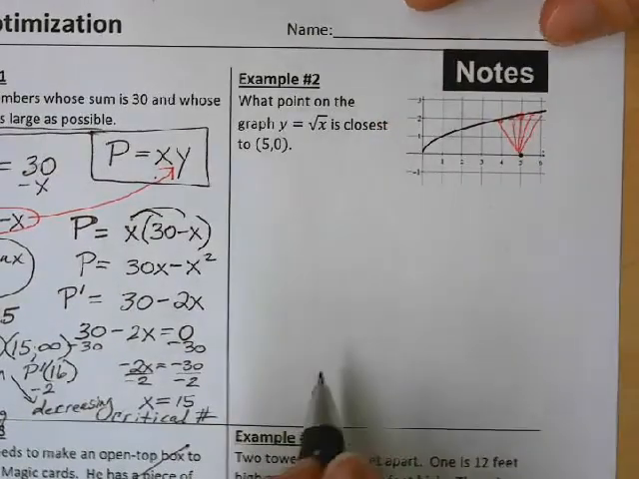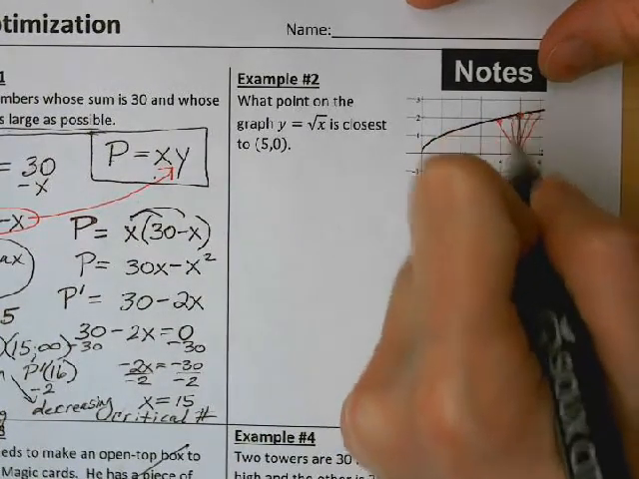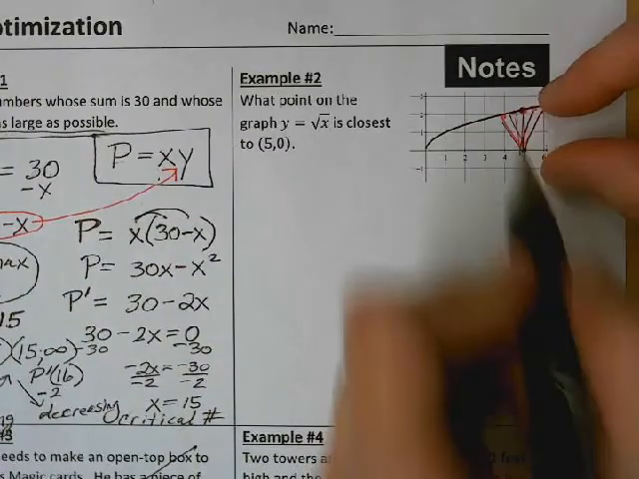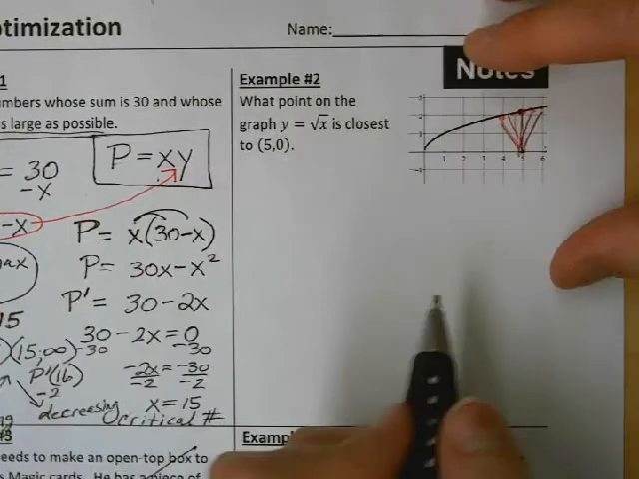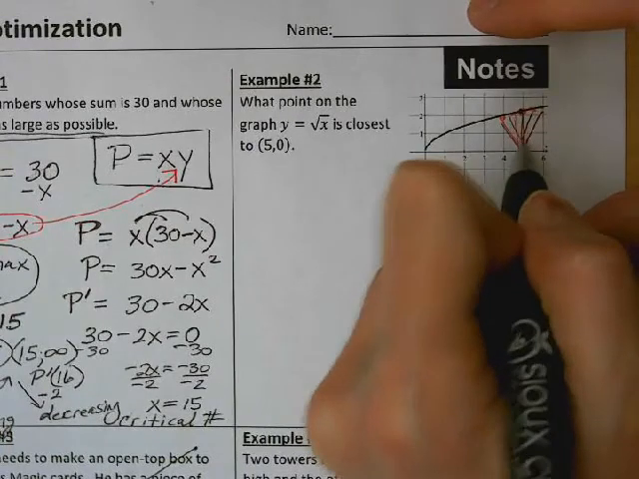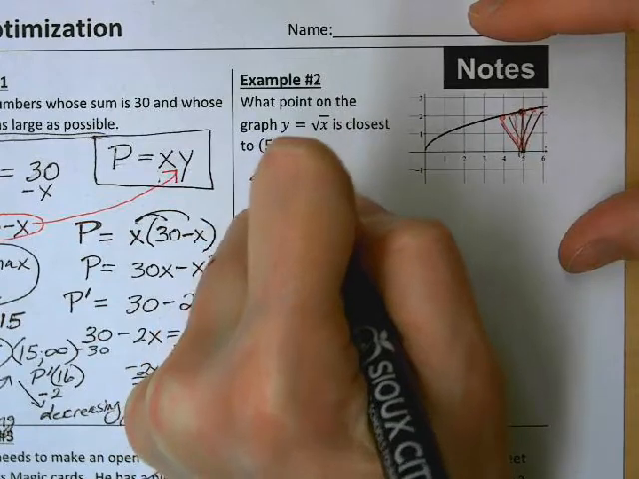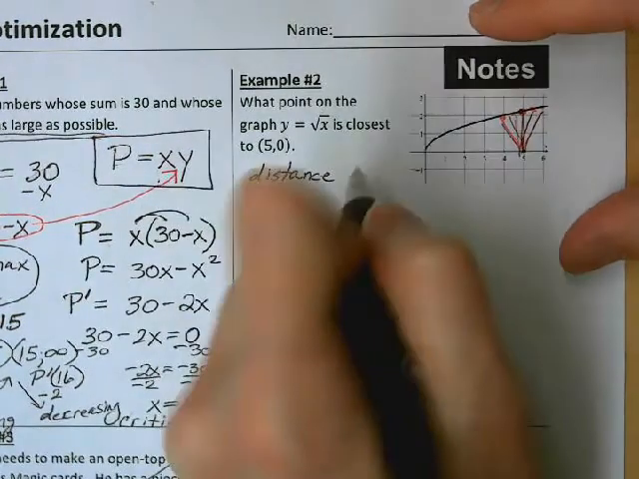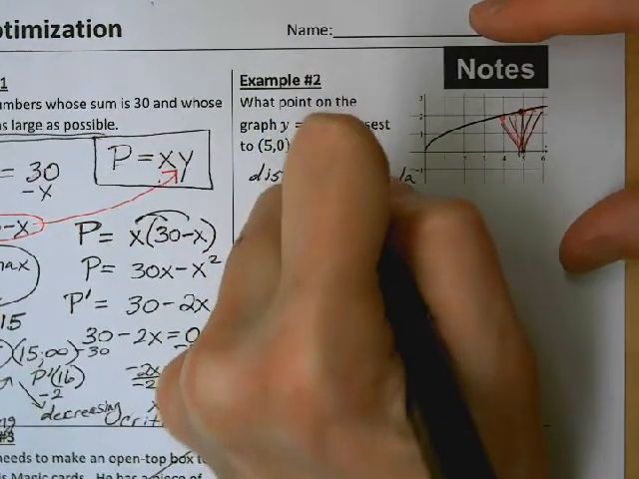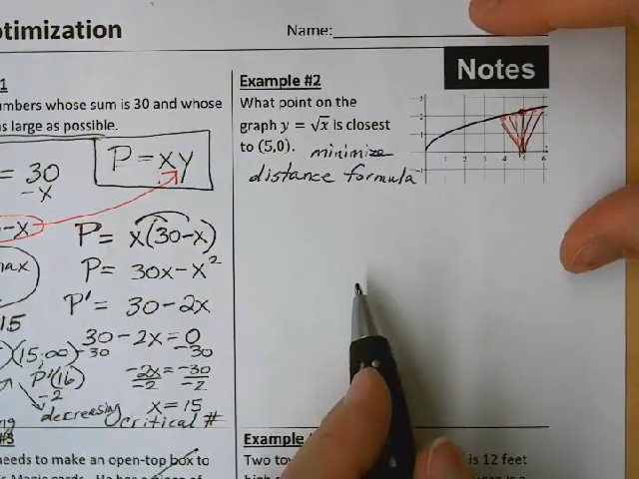So you got to think, like, what kind of equation are we talking about? Closeness. What are we talking about? You're going to minimize, like a minimum what? There you go, distance. Yes, it's a minimum distance. Good job. So you're going to have to use the distance formula, because we're trying to minimize the distance.